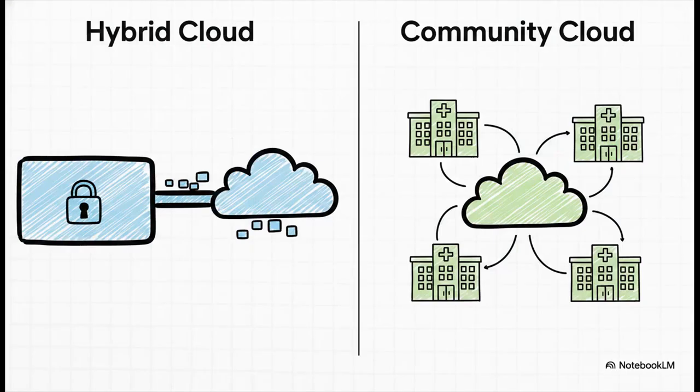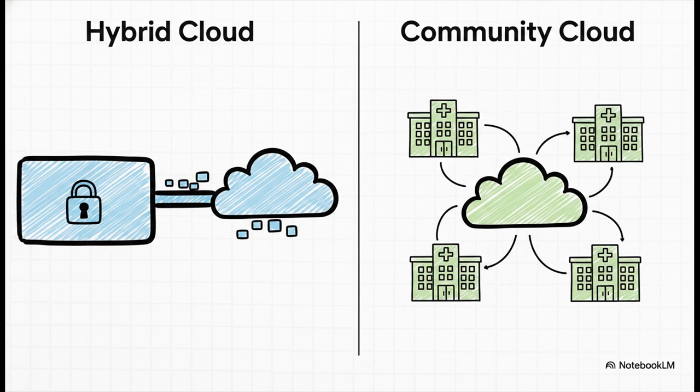The other two models are more specialized solutions. A hybrid cloud is, well, exactly what it sounds like, a customized mix of public and private. This lets an organization keep their highly sensitive, mission-critical data locked down on a secure private cloud, while simultaneously using the much cheaper public cloud for everyday, non-critical operations.